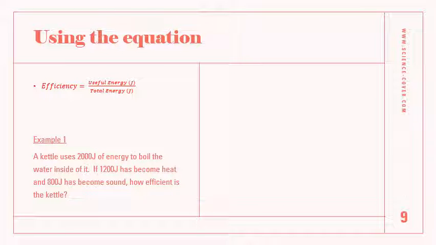Let's look at an example of how to use the equation. A kettle uses 2000 joules of energy to boil the water inside of it. If 1200 joules has become heat and 800 joules has become sound, how efficient is the kettle? Well, the first thing we need to do is to write the equation. The efficiency is the useful energy divided by the total energy. Now the useful energy in this case, because it's a kettle, will be the heat energy. So there's 1200 joules of heat. And the total energy that went into the kettle was 2000 joules.